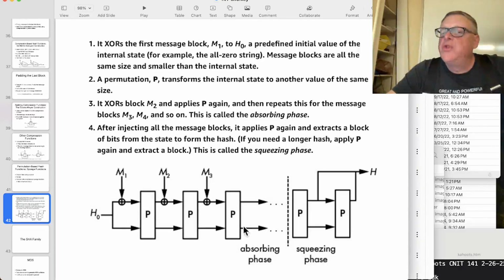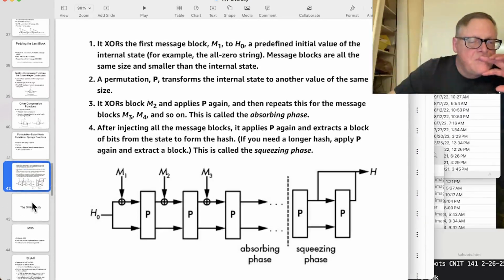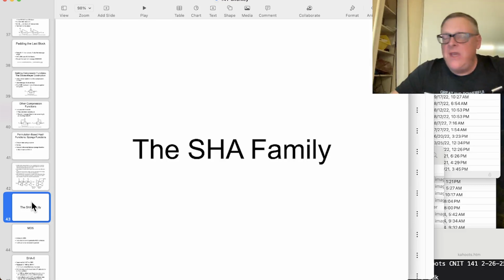And that's called the absorbing phase, where you absorb all the message values. And then you have this big internal state. And then you have a squeezing phase, where you squeeze a little hash value out of that big internal state. That's the idea. And that's what SHA-3 uses.